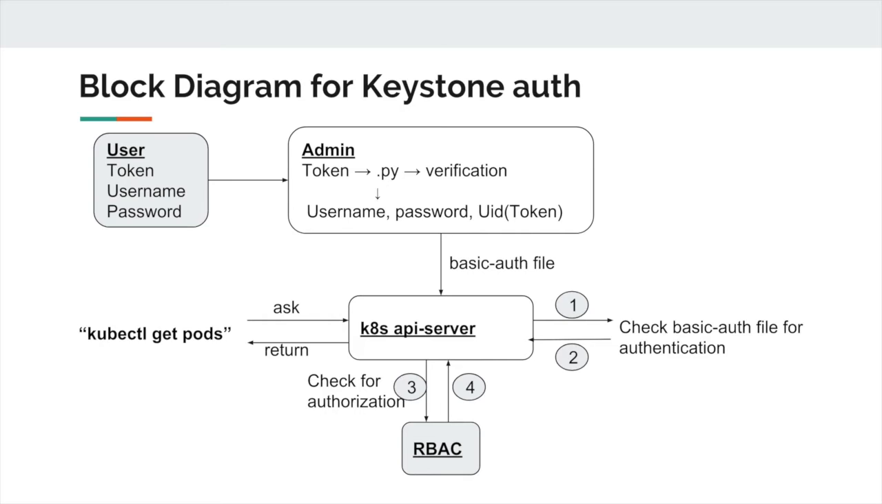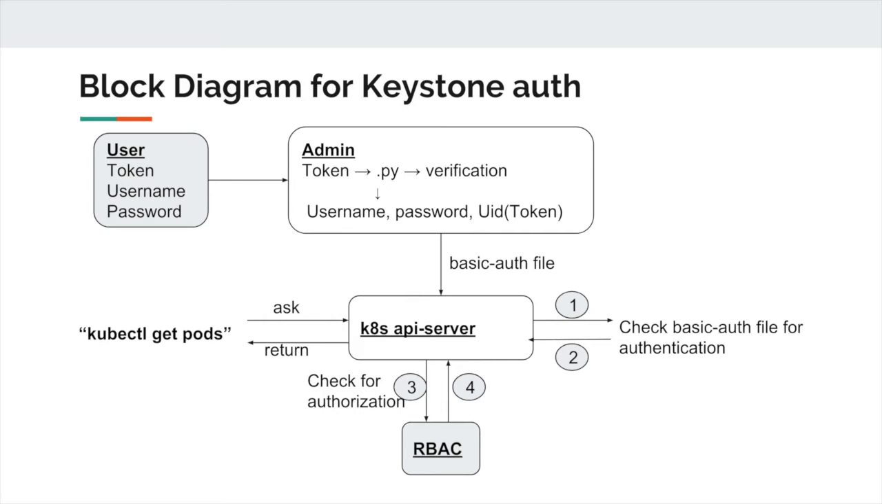Now, whenever a user attempts to run a kubectl command such as kubectl get pods, the API server will ask them to log in if they aren't already logged in, with a username and password. The API server will then check these credentials versus the basic authentication file that was generated previously. If the user's credentials match something that exists in this basic auth file, the server moves on to the next step, which is checking for authorization.